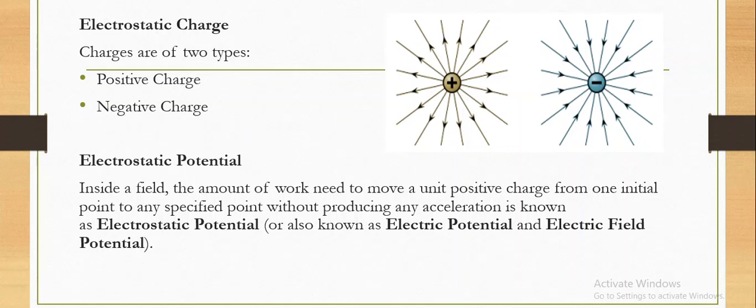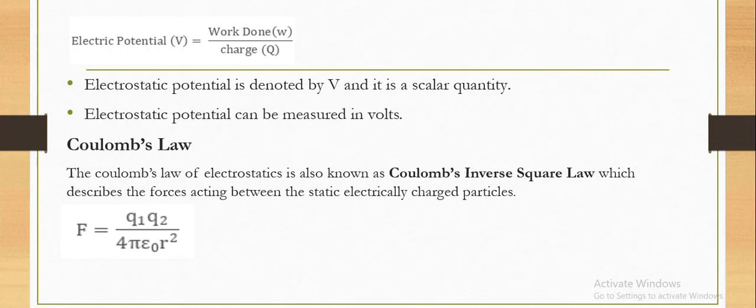Inside a field, the amount of work needed to move a unit positive charge from one initial point to any specified point without producing any acceleration is known as electrostatic potential, also known as electric potential and electric field potential. The formula for electric potential V is equal to work done by charge, so V is equal to W by Q. Electrostatic potential is denoted by V and it is a scalar quantity. Electrostatic potential can be measured in volts.